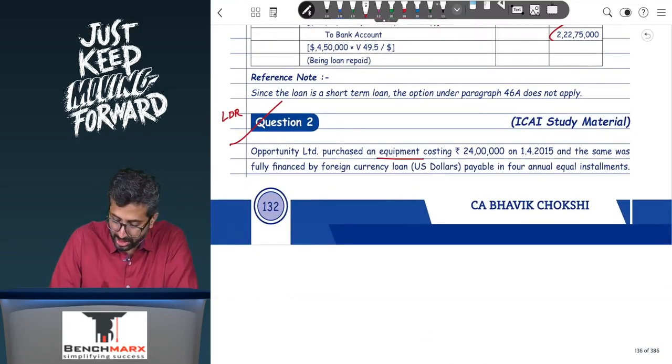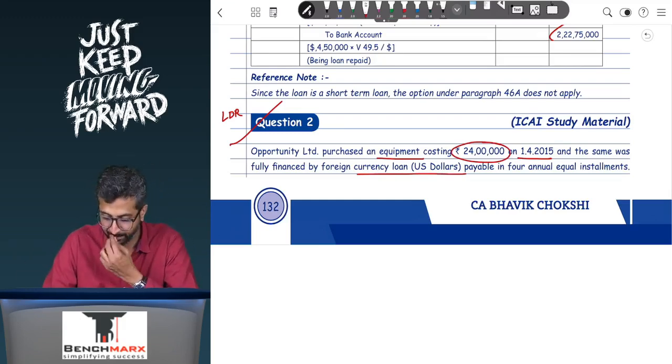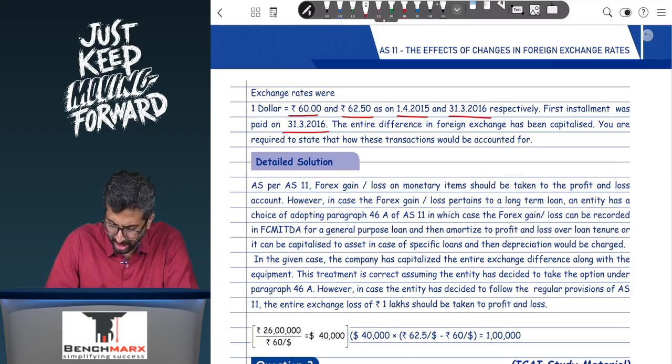Opportunity Limited purchased an equipment costing 24 lakhs on 1st April 15, and the same was fully financed by a foreign currency loan. So there's a specific loan for buying an asset, payable in 4 equal installments. Exchange rates were rupees 60 per dollar and 62.5 on 1st April 15 and 31st March 16. Now the first installment was paid by 31st March 16, and the entire difference has been capitalized. You are required to state how these transactions would be accounted for.